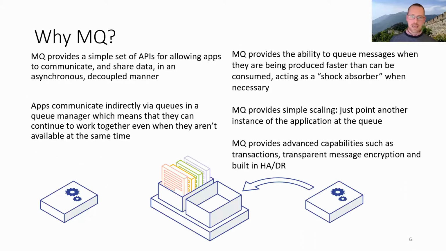So moving on to MQ. MQ is basically an IBM product for asynchronous messaging. It's been around for 25 years or so, more like 27 years now. So it's actually been around longer than the idea of REST, and it provides asynchronous decoupled communications between applications.